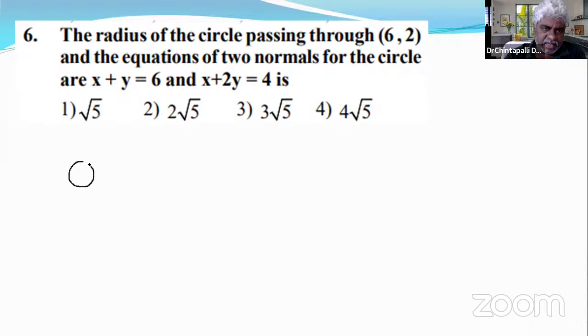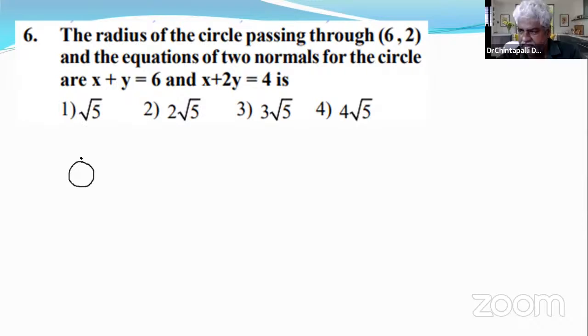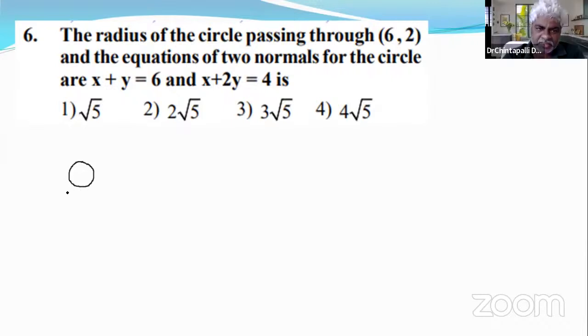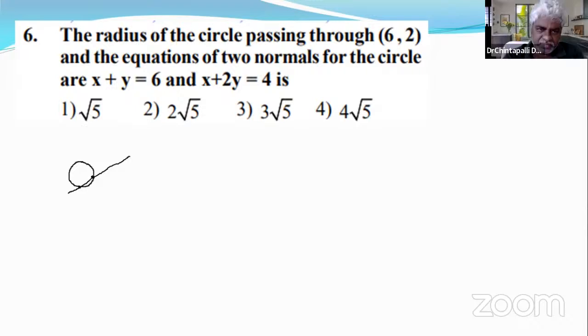Do you know what is a secant line? Straight line, yes, sir. A secant line is a line that touches the circle twice, meeting the circle in 2 points. That's why it is called a secant line, right? The segment between those points is called a chord.